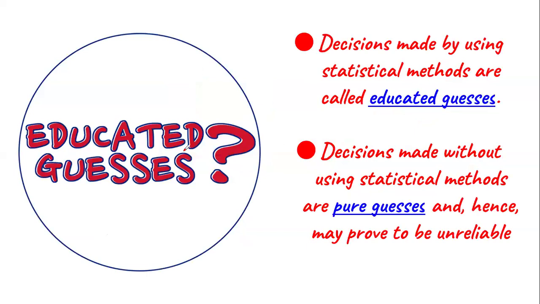But if those guesses are based on statistical methods, after counting and seeing the effect of the numbers, then it will actually be called an educated guess. So that's what an educated guess is. It actually helps you to project what will happen in the future. Do you have any question, or can I continue?